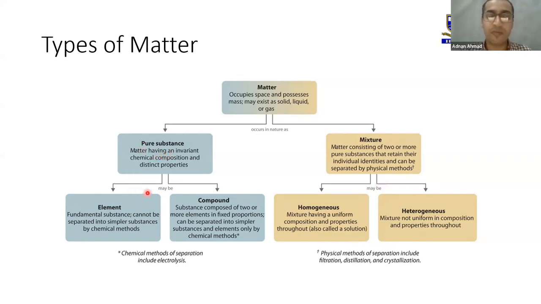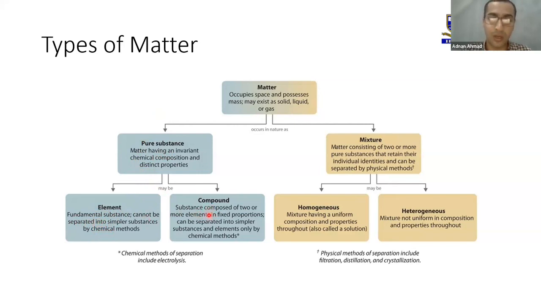Pure substances are further classified into element and compound. Elements, for example, we have hydrogen, the entire periodic table. Elements: hydrogen, iron, helium, sodium, gold, copper. So all these are elements, and these are pure substances. What is an element? An element is a substance which is made up of the same atoms.